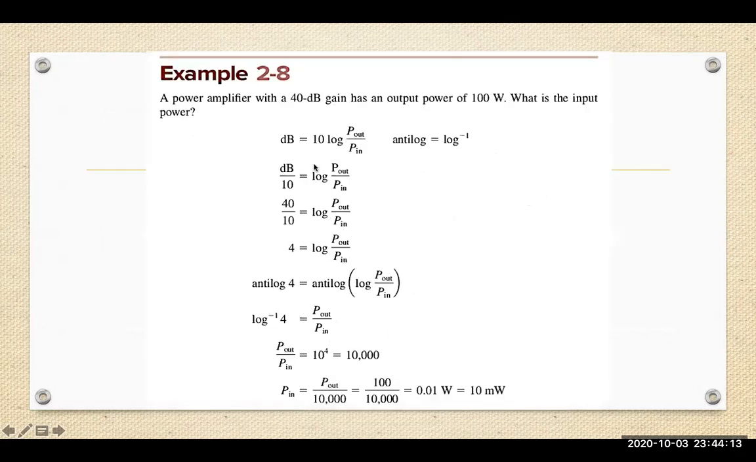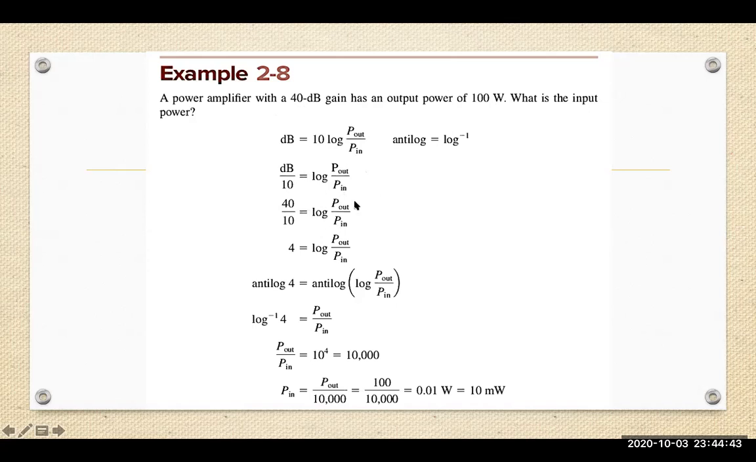Yeah, for example, a power amplifier with a 40 dB gain has an output power of 100 watts. What is the input power? Okay, we are asked to solve for the input power, and we are given the power gain, 40 dB, and an output power of 100 watts. So we recall the formula for the power gain in dB is 10 log of the power output over the power input. Now we get the anti-log here.